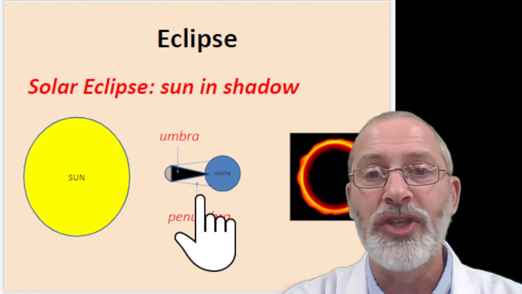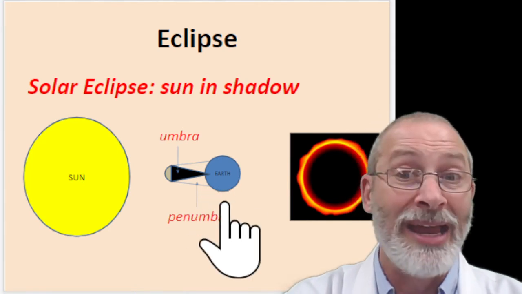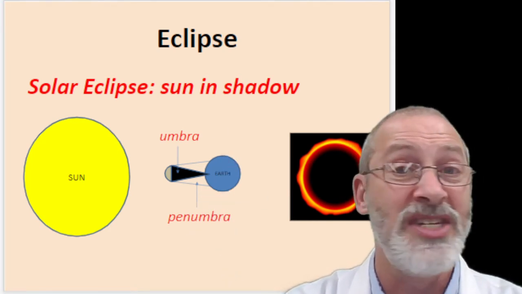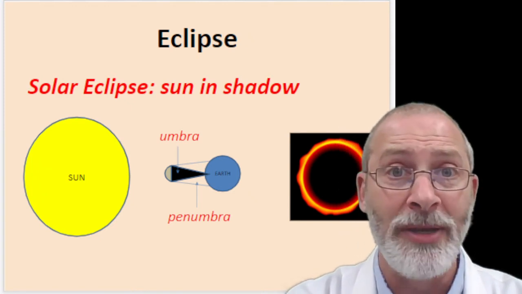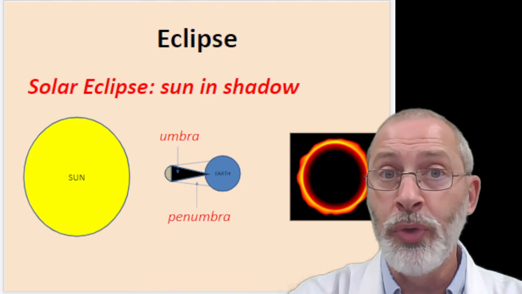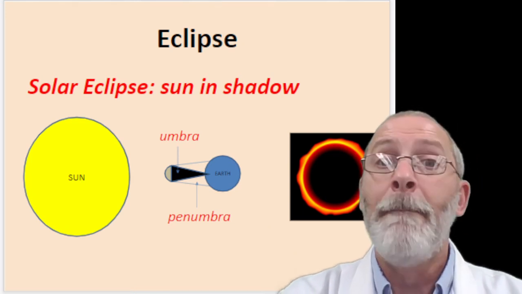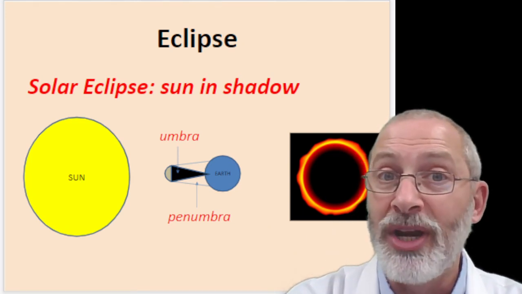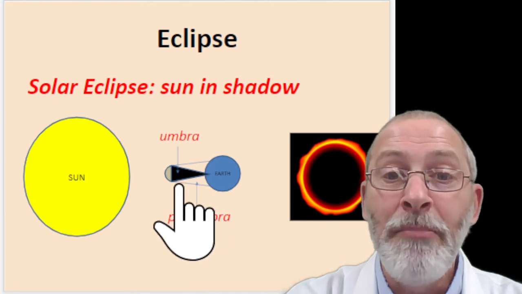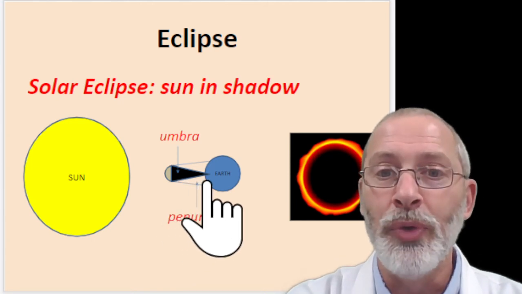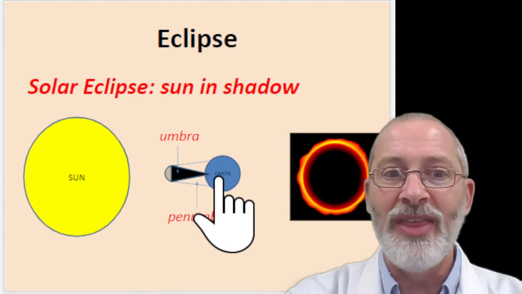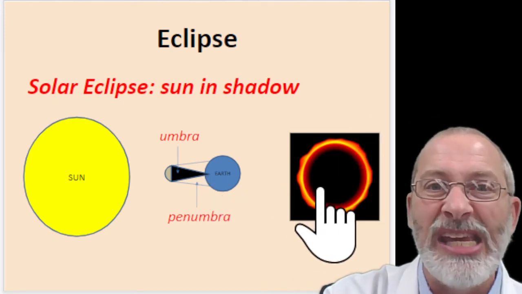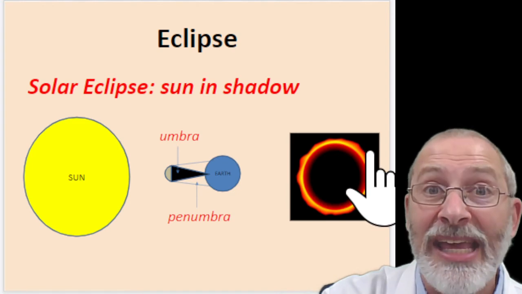More of the Earth experiences the penumbra, and much of the Earth experiences nothing at all. A solar eclipse, by the way, can only happen during a new moon phase. But if you are fortunate enough to be in the umbra of the moon, that pinpoint location on the Earth, then this is what you see in the middle of the day.